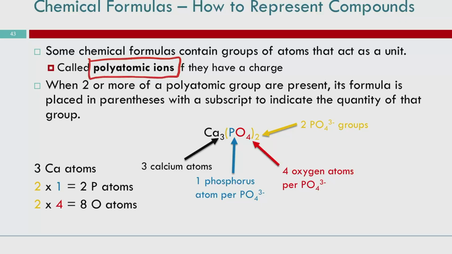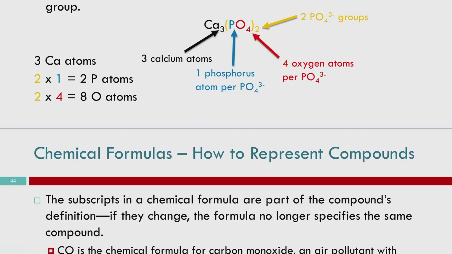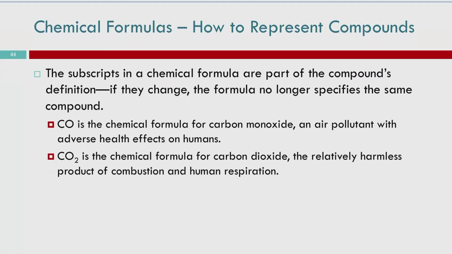So that's one example of an instance where we might have a more complicated formula. Another important note, those subscripts are very important. So we're never going to be swapping the subscripts unless we mean to talk about a different chemical. As an example, CO is the formula for what we call carbon monoxide.